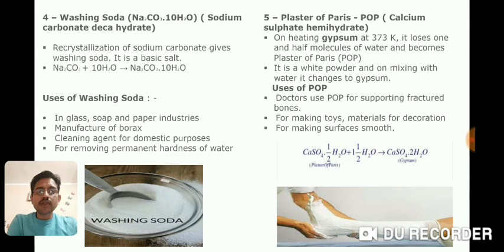You can see the equation on your screen. This equation is about the reaction of plaster of Paris with water. This reaction is exothermic in nature. When water is mixed into plaster of Paris, it turns into hard mass of gypsum. Plaster of Paris should be stored in airtight containers, otherwise it will react with the moisture present in air and convert into hard mass.